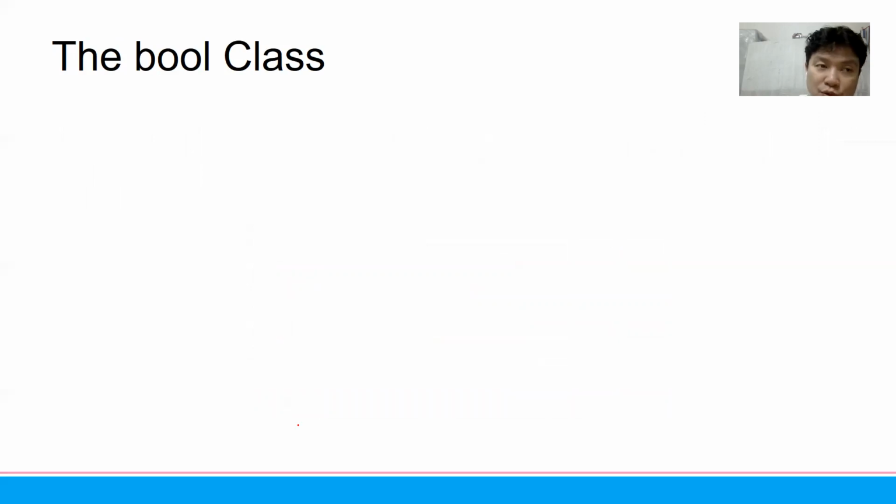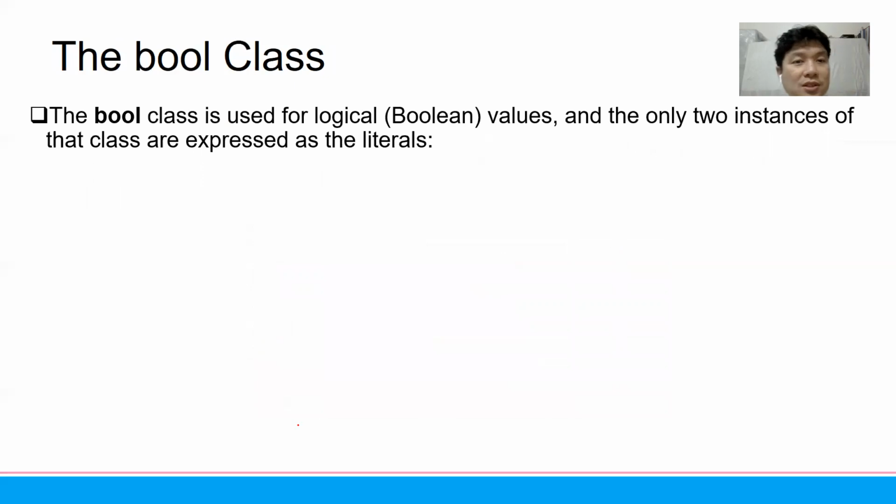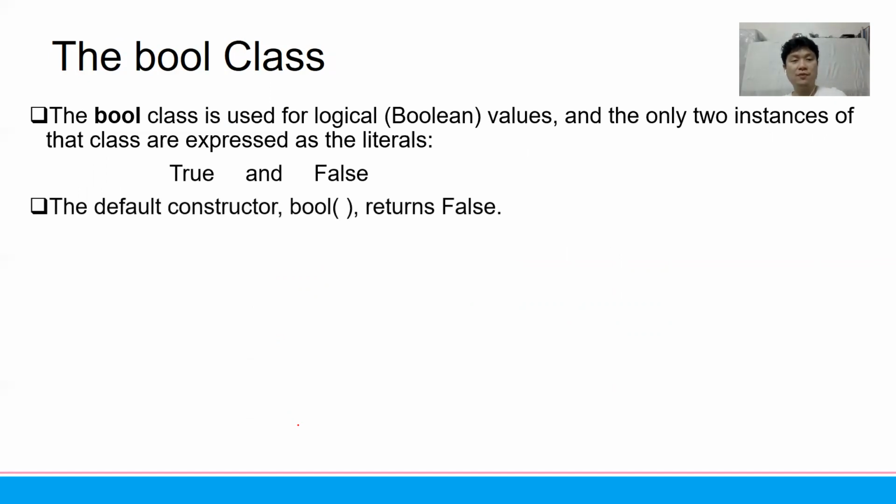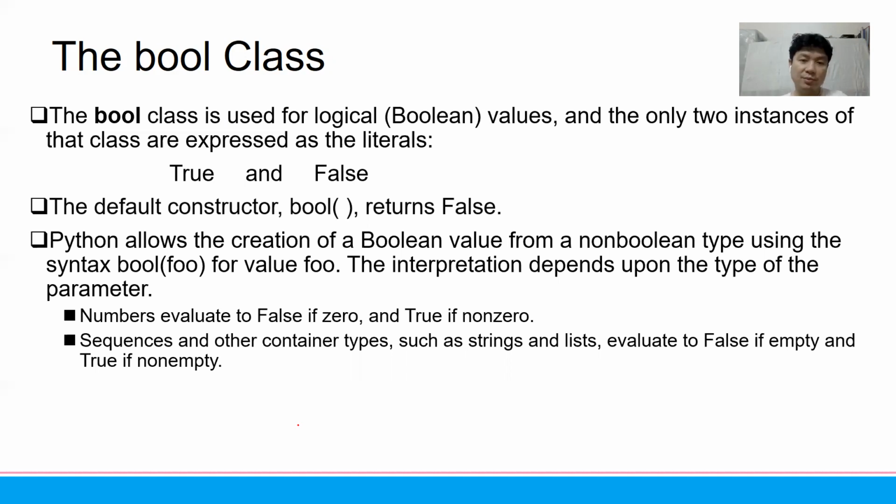The class that might be interesting to see is the Boolean class. The Boolean class is used for logical Boolean values. You know that there are two Boolean values, true or false, and only two instances of that class are expressed in the literals, true and false. If you use the default constructor bool with parentheses, it will return false. Python allows the creation of a Boolean value from a non-Boolean type using the syntax bool and a value, for example. The interpretation depends upon the type of the parameter. A number evaluates to false if it is zero and true if it is non-zero. If it is a sequence or other container type, like a string or list, it evaluates to false if empty and true if non-empty. So it's different.